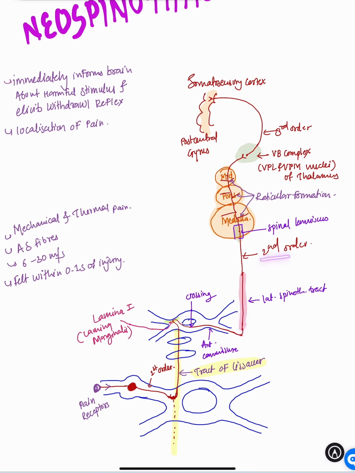Okay, and then the second order neuron enters into the medulla through the spinal lemniscus, and when it enters the medulla, it gives collaterals to the reticular formation in the medulla, pons and midbrain. Then the second order neuron terminates in the ventrobasal complex, which contains the ventro-posterolateral and ventro-posteromedial nuclei of the thalamus. Then arises the third order neuron, and the third order neuron projects to the somatosensory cortex of the post-central gyrus.